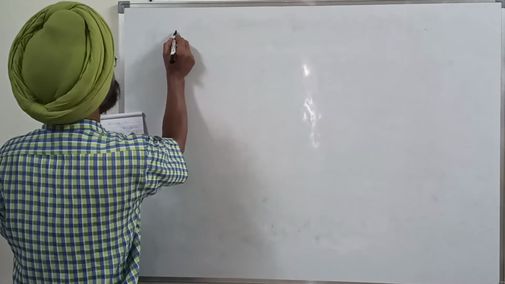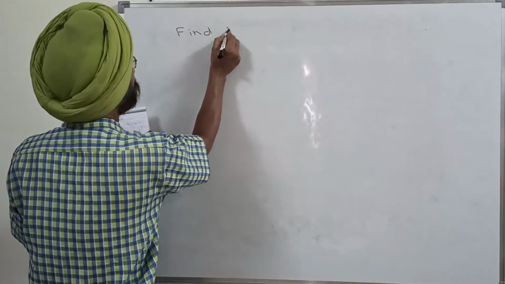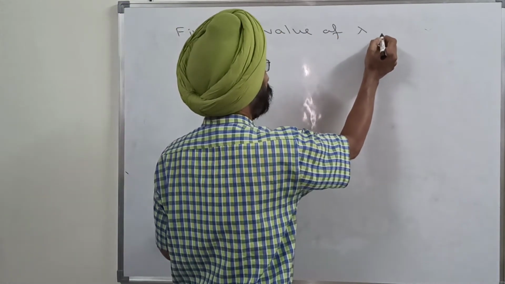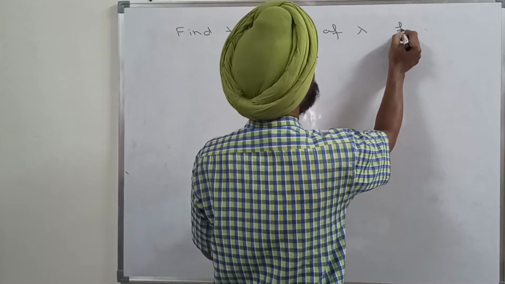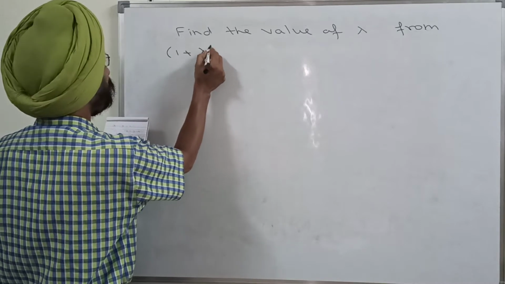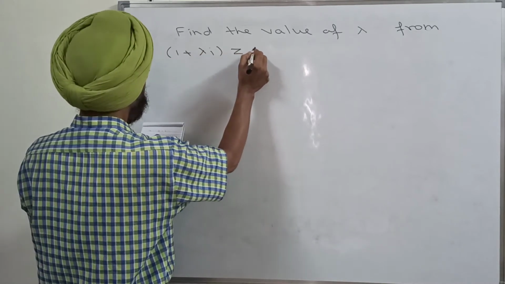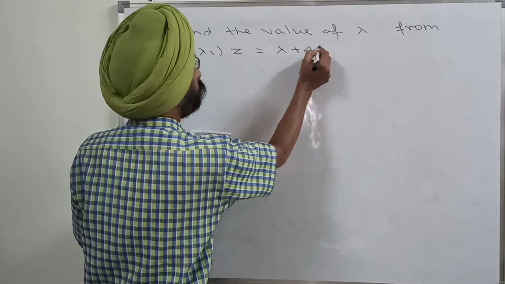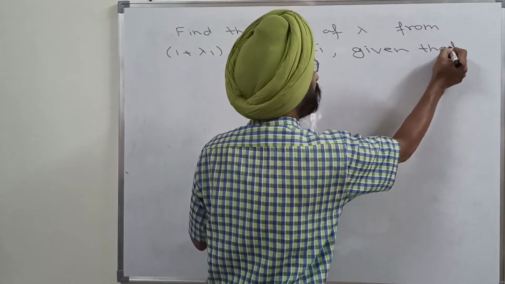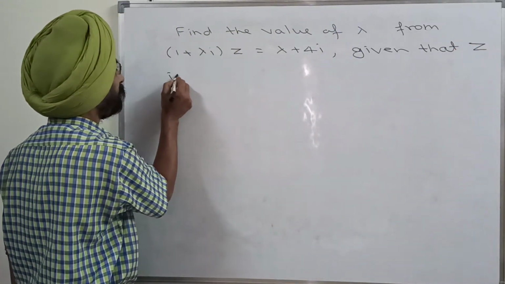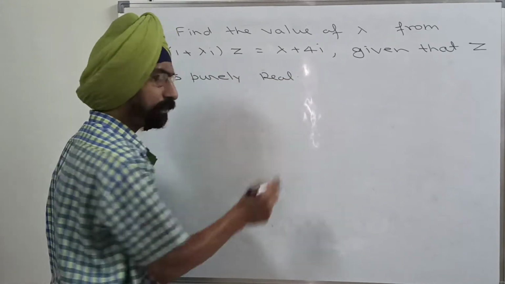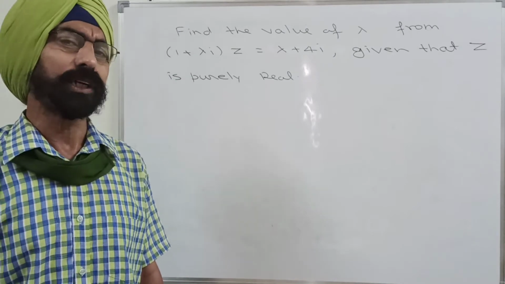Find the value of lambda from (1 plus lambda iota) into Z is equal to lambda plus 4 iota, given that Z is purely real. That means the imaginary part of Z is equal to 0.